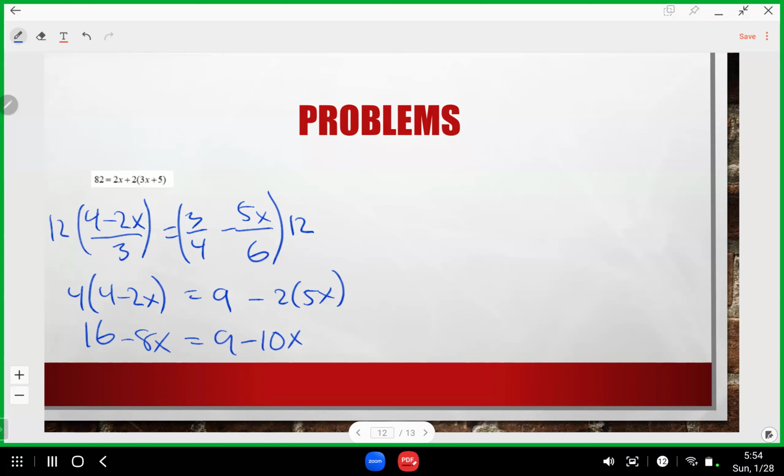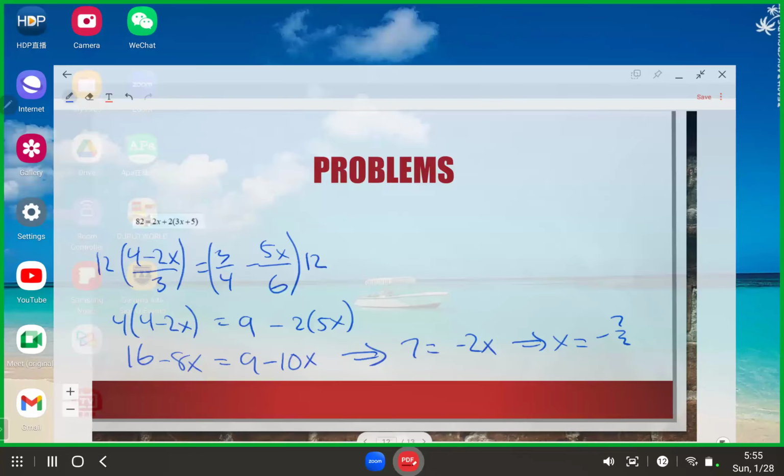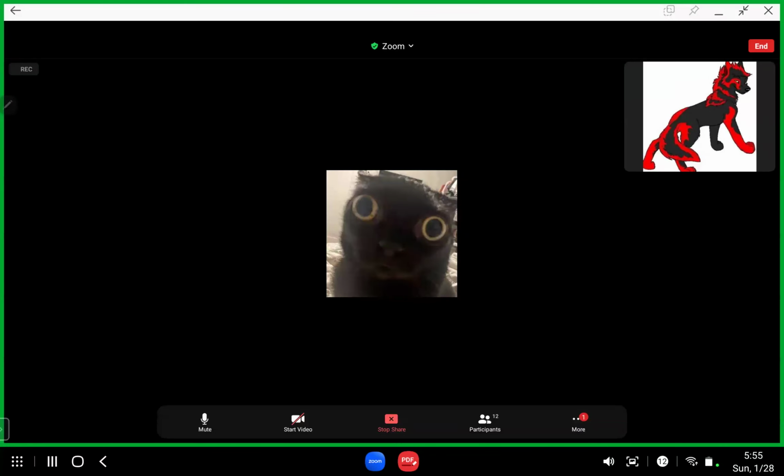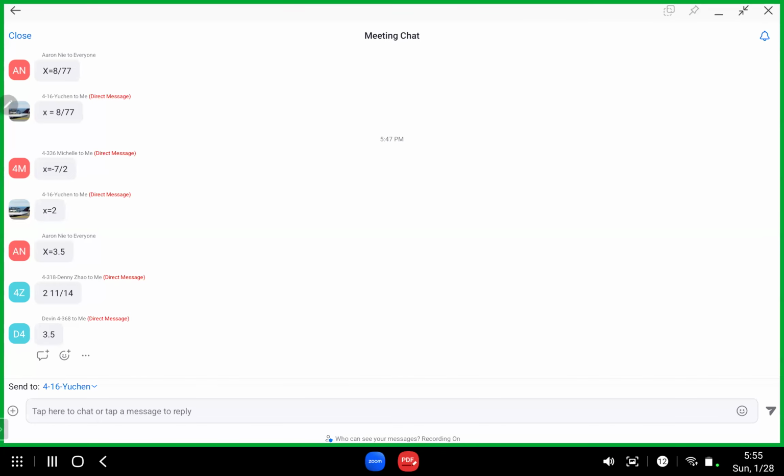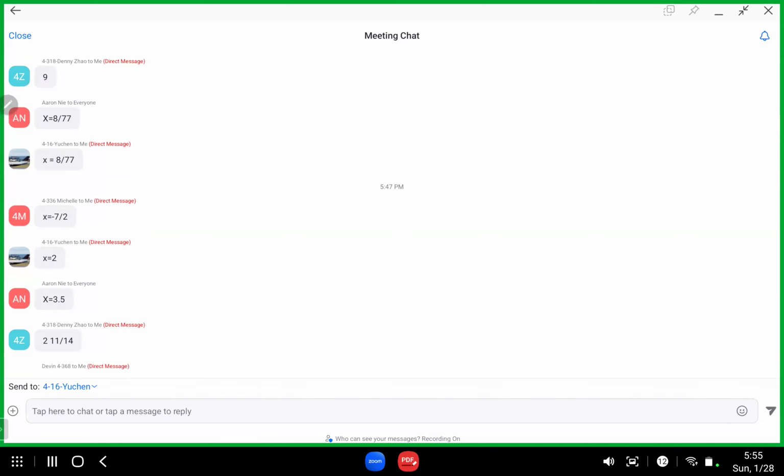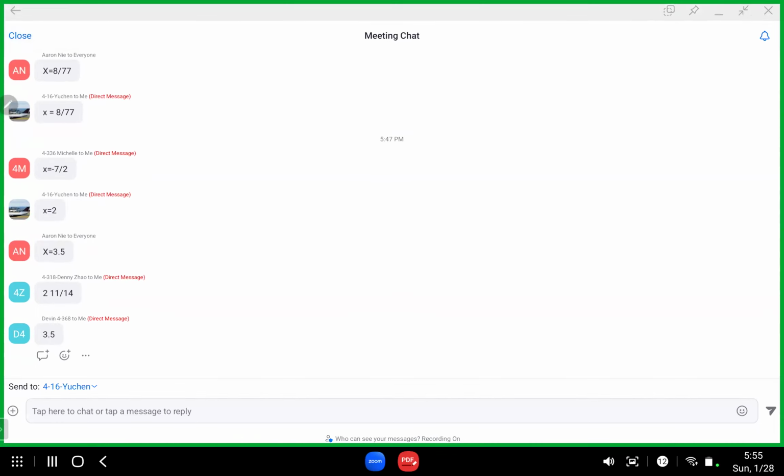Okay, so what? We have to move 9 to the other side, right? So we have 16 minus 9 here, and then we have to move negative 8x to the other side. So what we get is 7 is equal to negative 2x. So whoever got x is equal to negative 7 over 2, good job. If you got positive 3.5, you just missed the negative sign there. So Michelle, very good job.